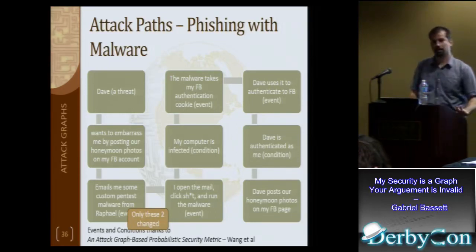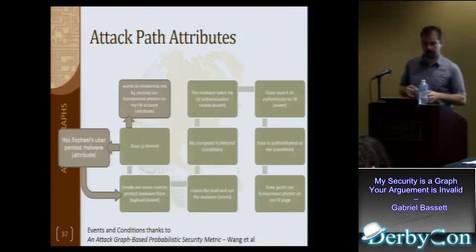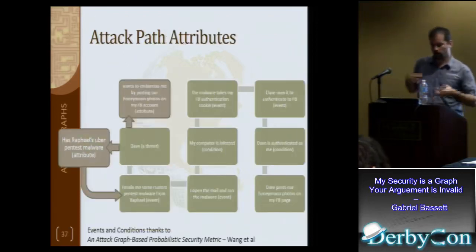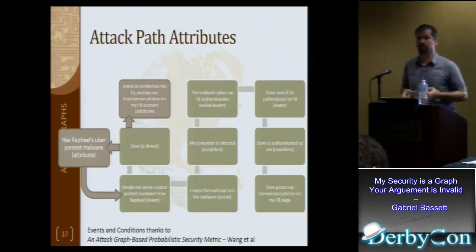But I said we were using three things, right? Events, conditions, and threats. And I'm going to add one more into there, and that's attributes, because really, things like him wanting to embarrass me are not really a step. They're not an event. They're not a condition. They're not something that happens so much as a characteristic of Dave.